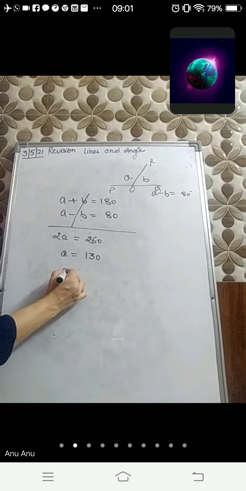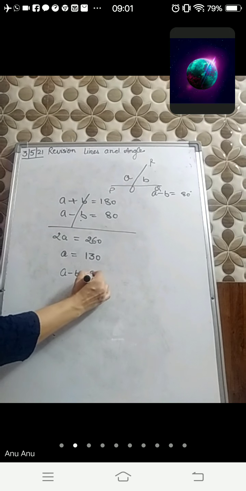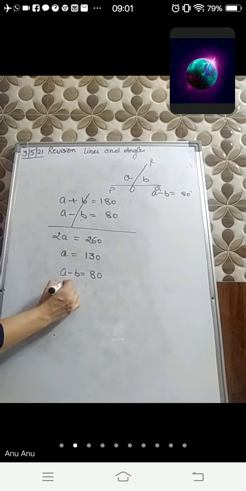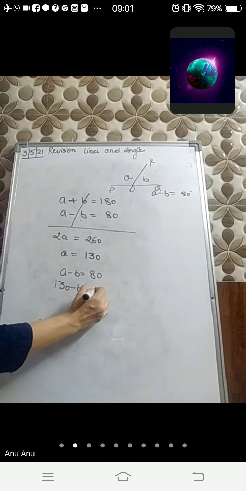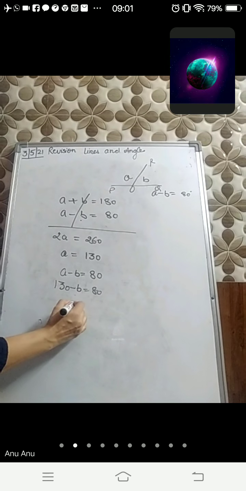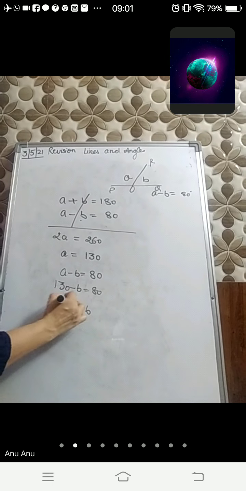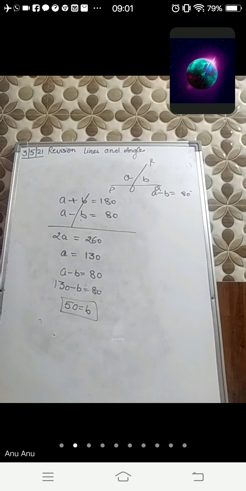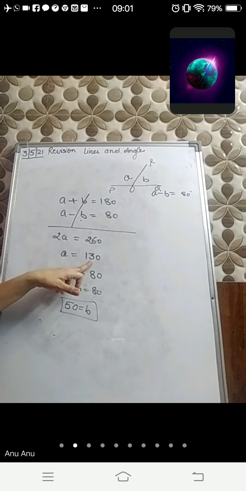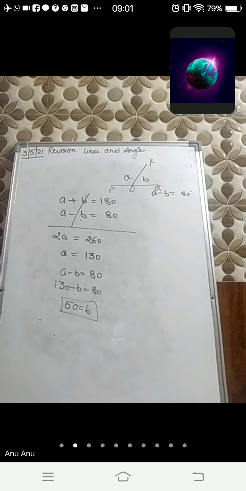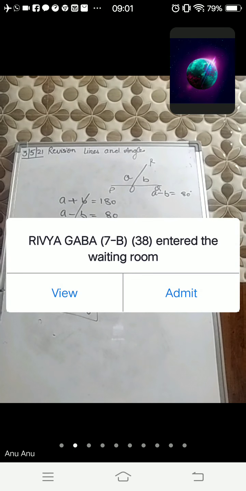Value of A we have got. Now A minus B is 80. Value of A is 130. Get the value of B. That is 50 degrees. Value of B is 50 degrees. A is 130, B is 50 degrees. So write down the next question.